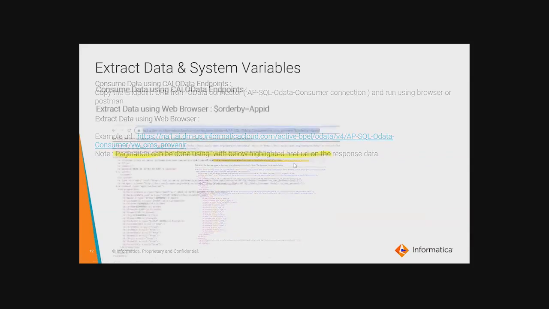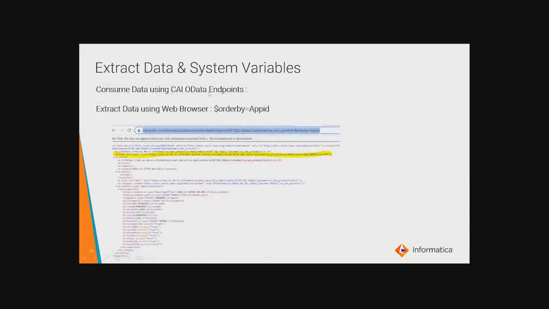Okay, and these are the system variables which are readily available, in order to apply some filter, some sorting, or if you want to apply a top-level subset of data, or if you want to skip some records, all this is readily available in OData.